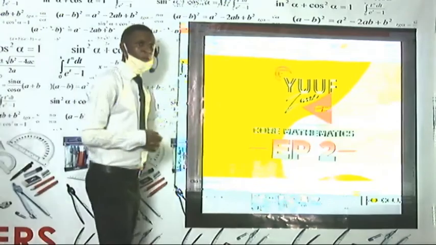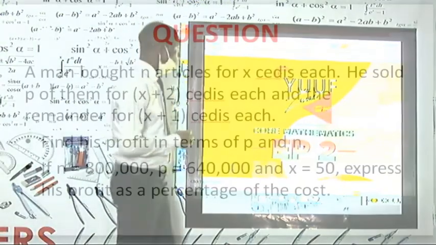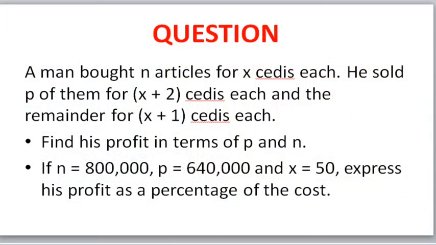So now let's get to the question. A man bought N articles for S cedis each. He sold P of them for S plus 2 Ghana cedis each, and then the remainder for S plus 1 Ghana cedis each. Then they are asking us to find his profit in terms of P and N. And also, if N is 800,000, P is 640,000, and then S is 50, then they are asking us to express his profit as a percentage of the cost.